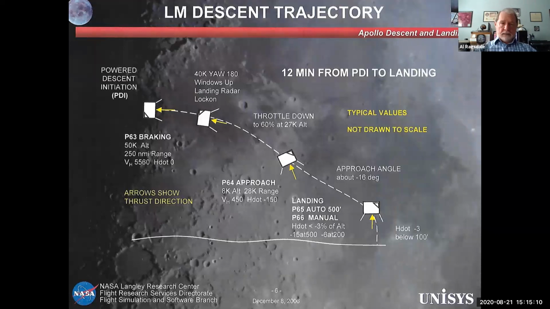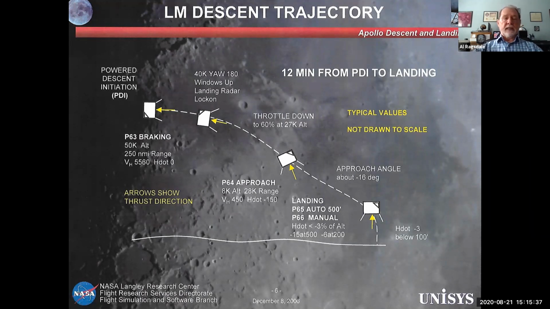Okay, this is the descent trajectory. The LEM was being flown by a computer for all but the last 2 minutes of the path of the descent. And the beginning over here, they call it PDI, Powered Descent Initiation. That happened at about 50,000 feet.